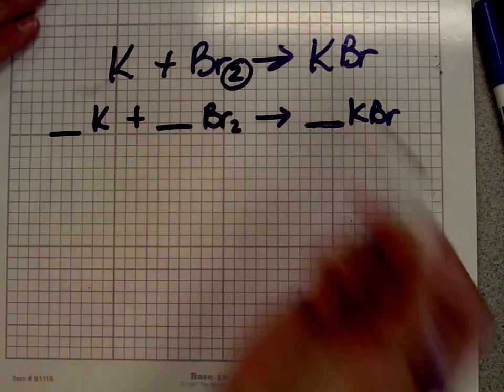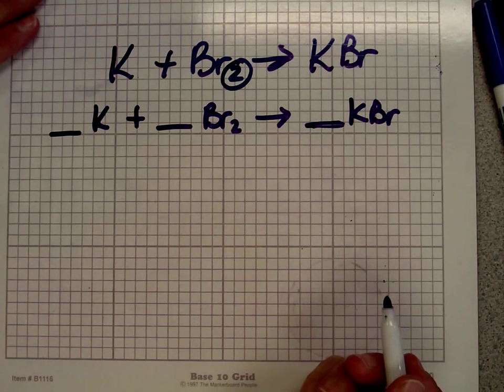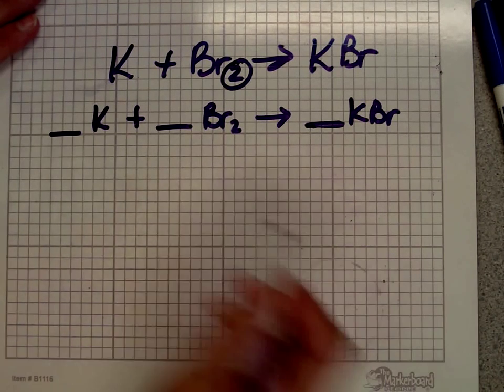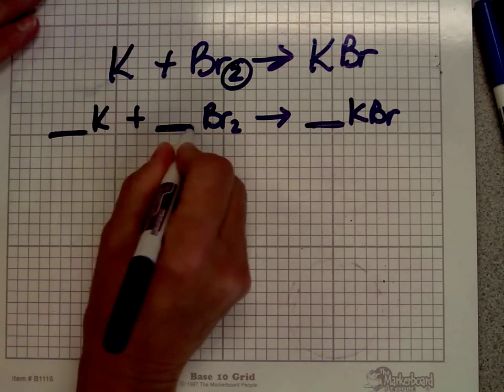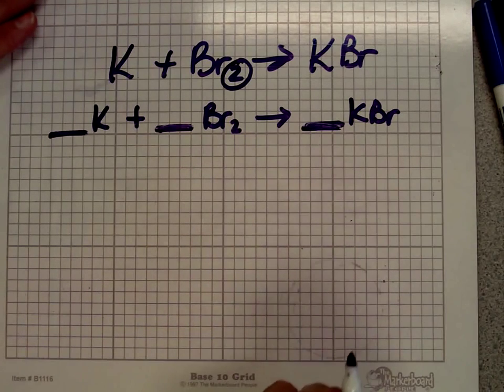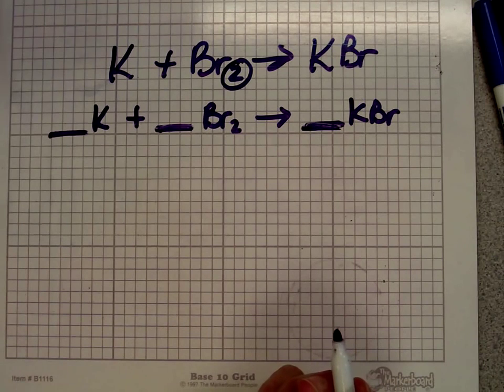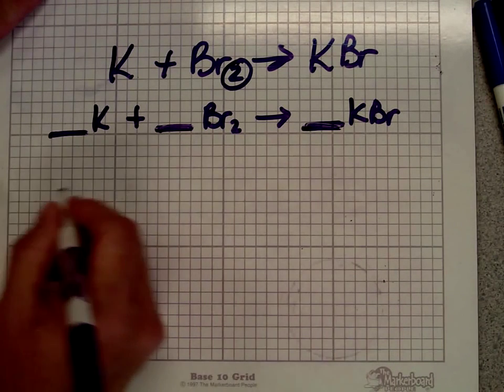This little number here, this 2, that's called a subscript. And you can't change that when you're balancing chemical equations. You can only change coefficients. These little blank lines are where the coefficients go. And right now, there's a number on each of those lines. It's invisible, but it's there. That number is 1.